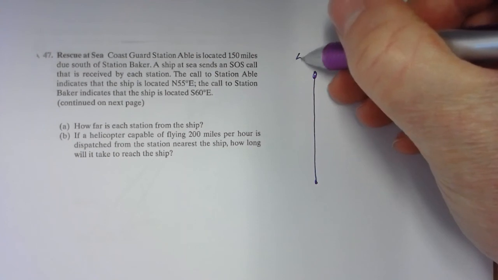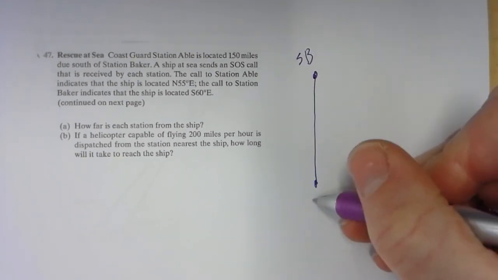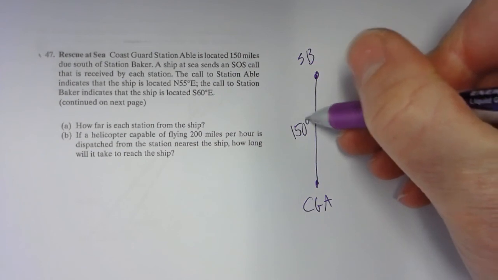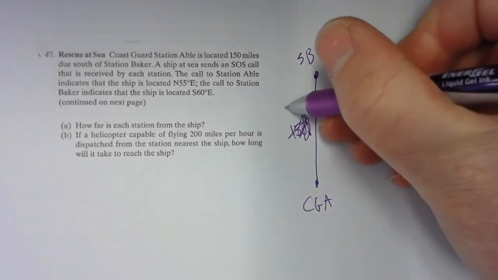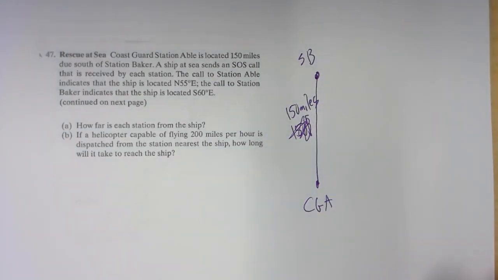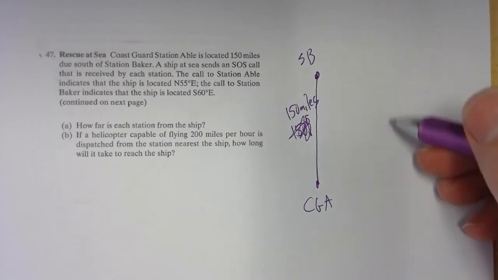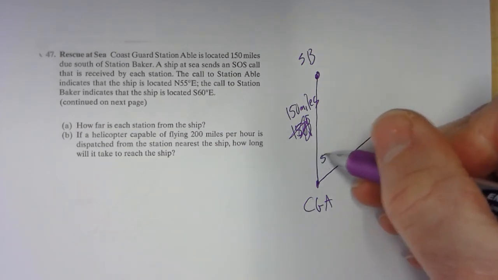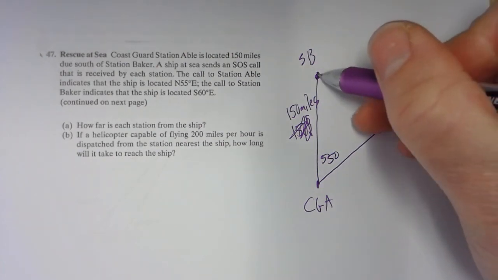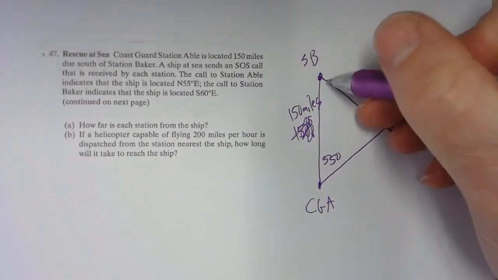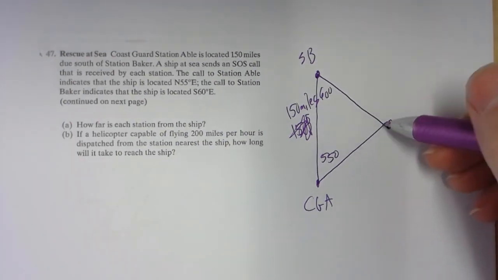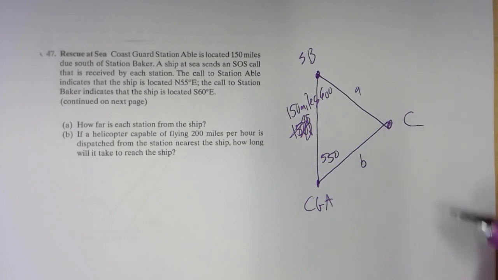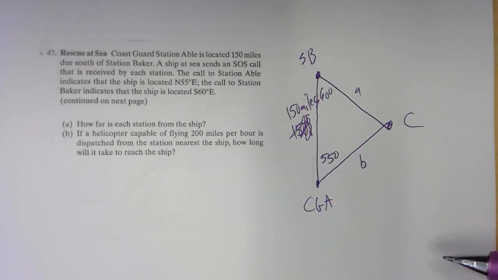Okay, so we have Station Baker here in the north, and then the Coast Guard Able is to the south, because it says it's 150 miles south of it. Not feet, miles, 150 miles. Then if we're looking to the ship, there's a ship out here sending a distress signal. So it tells us that going out to the ship, it makes a 55-degree angle from the Coast Guard station, and from Station Baker, it makes a 60-degree angle. So it wants to know the distance from each one of those ships. So we could call this A, and we could call this B, call this angle C right here, side C. And we've got to find these.